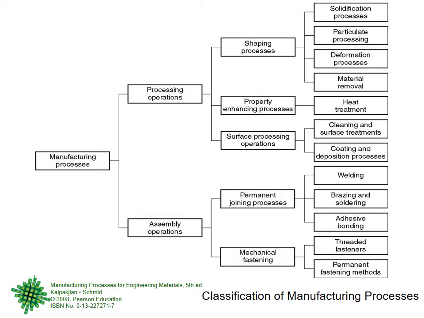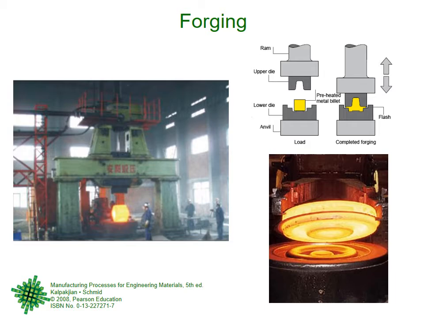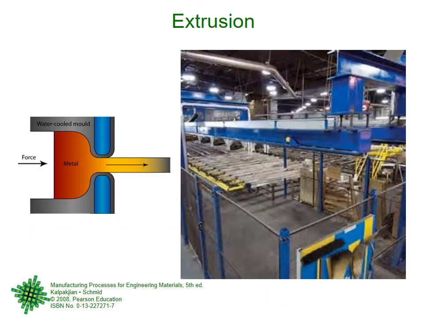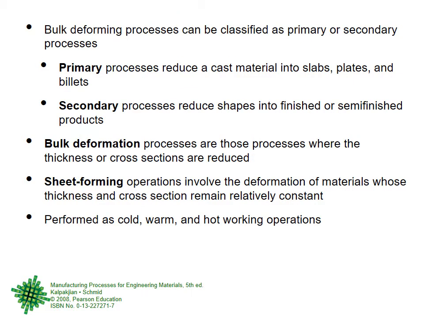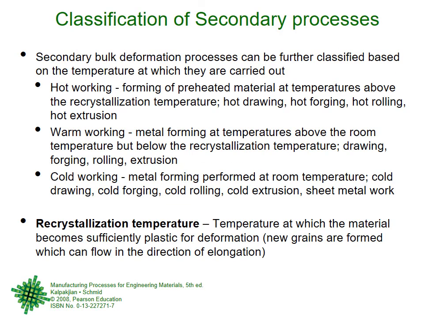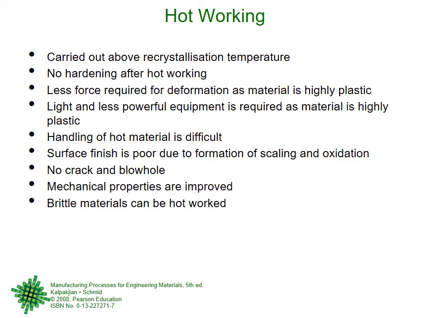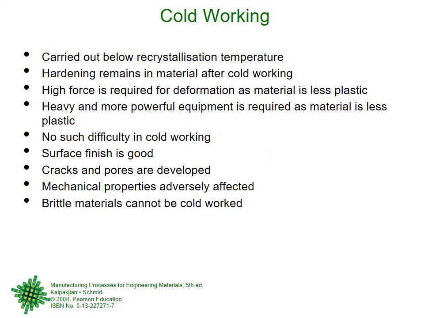We introduced the field of bulk deformation. We gave you a big classification scheme of what different types of bulk deformation processes there are. We showed you forging, rolling, extrusion as some of them. Then we introduced again what is bulk deformation, what is metal forming, what is a die, what is primary manufacturing, secondary manufacturing, general bulk deformation, sheet forming, classification of secondary processes, hot working, warm working, cold working, recrystallization temperature. Then hot working, what are the major factors, advantages, disadvantages. Cold working, what are the major factors and other.